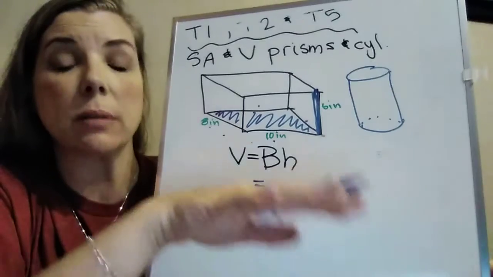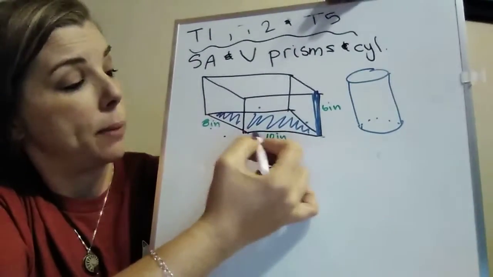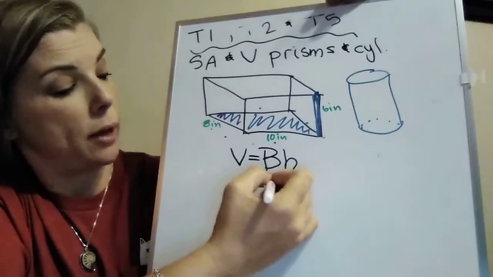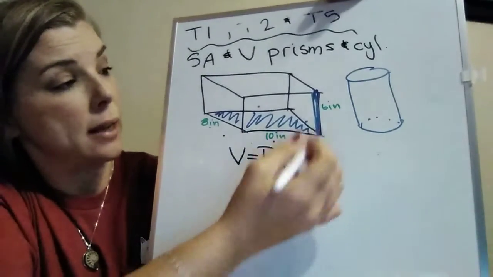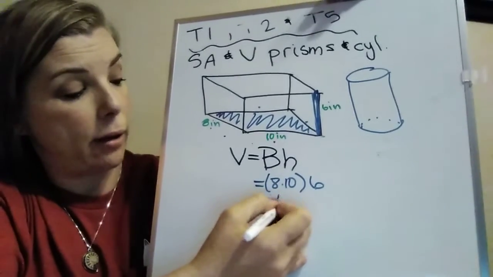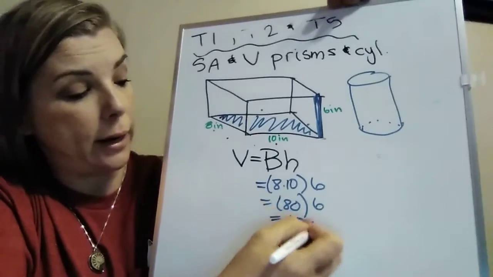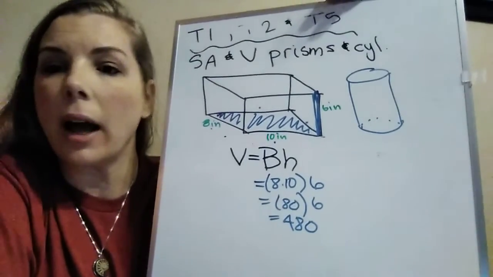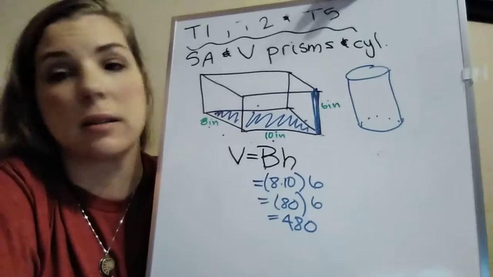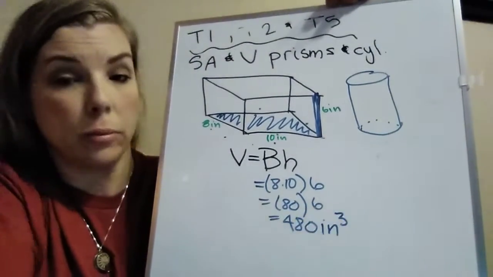Area of our base shape, we're going to use the same base shape. Whatever you decide is the base, be consistent. Keep it at that base. Okay? Our base shape is this rectangle. So we have 8 times 10 times height of the whole thing. Okay? So we have 80 times 6, 480. Volume does not even have the word area in it, so it is not your units squared. It is your units cubed.